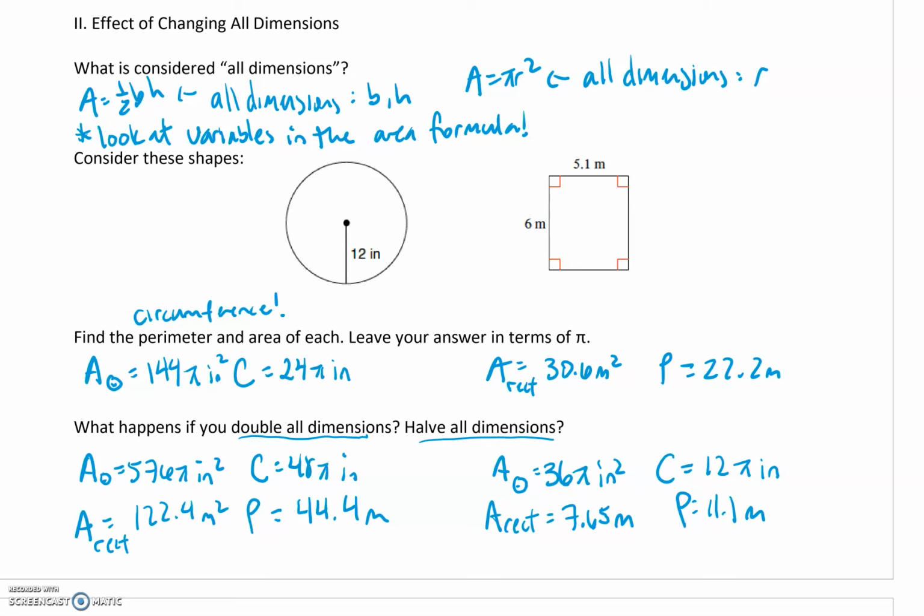Now if we doubled all dimensions, in the case of the circle, there's only one dimension, so we're doubling 12, so the radius now becomes 24, and then we can see how that changes area and circumference. And then with the rectangle, doubled both the base and the height, so height becomes 12, base becomes 10.2, and then we do our new calculations. So just looking at the right here on the left, when we've doubled the dimensions, what happened to area, what happened to circumference? So do you guys see a pattern? And as a hint, if you're not sure, try dividing and see if you come up with something.